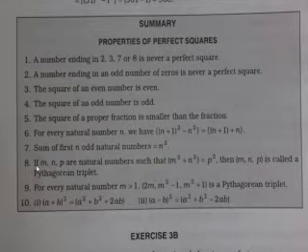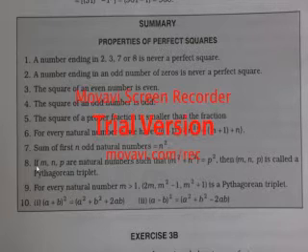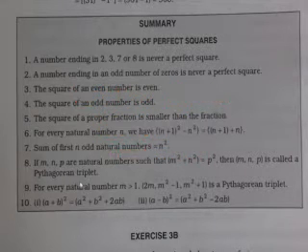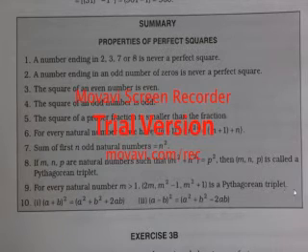Now, if you see the 8th point: if m, n, p are natural numbers such that m² + n² = p², that means the sum of the squares of two numbers is giving the square of a third number, then m, n and p are called a Pythagorean triplet. For every natural number m greater than 1, 2m, m² − 1 and m² + 1 form a Pythagorean triplet.